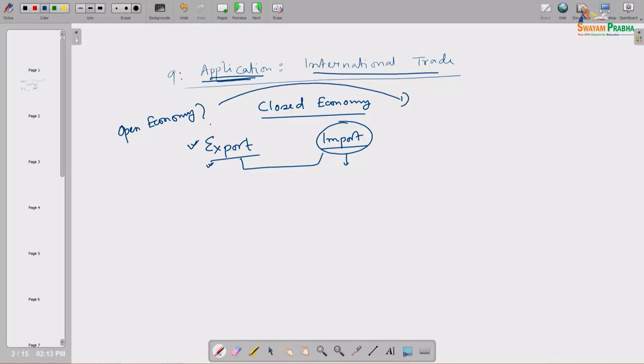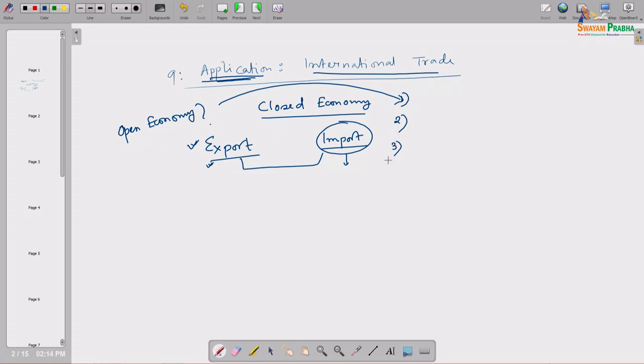That is the first question. The second question is, if yes, if we make an open economy, within the domestic economy, the economic agents within our society, we can club them largely into two groups: a group of buyers and a group of sellers, or a group of producers and a group of consumers. Out of those two groups, who is going to benefit and who is going to lose? That is the second question.